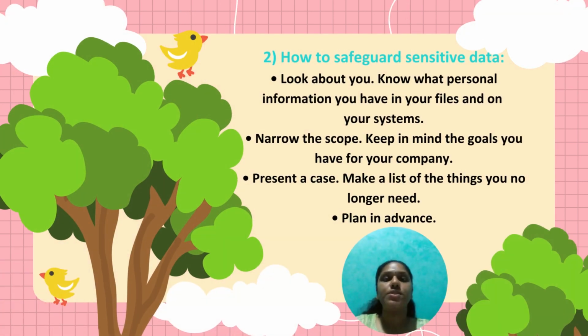Next, we have to know how to safeguard sensitive data. First, take stock: know what personal information you have in your files and your system. Second, scale down: keep in mind the goals you have for your company. Third, pitch it: make a list of things you no longer need. And the fourth one is plan ahead. This is basically how to safeguard your sensitive data.